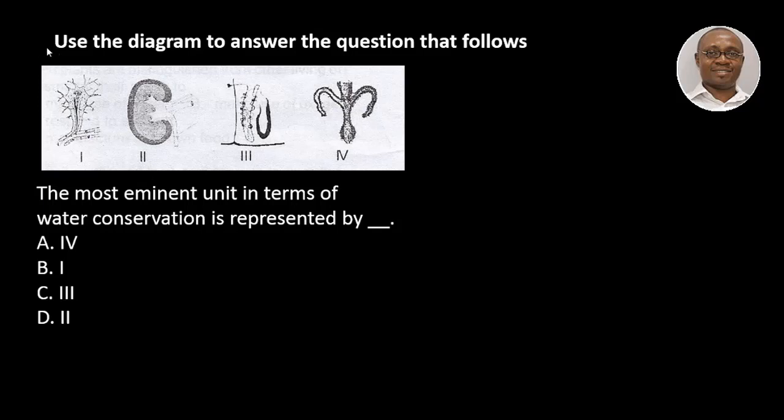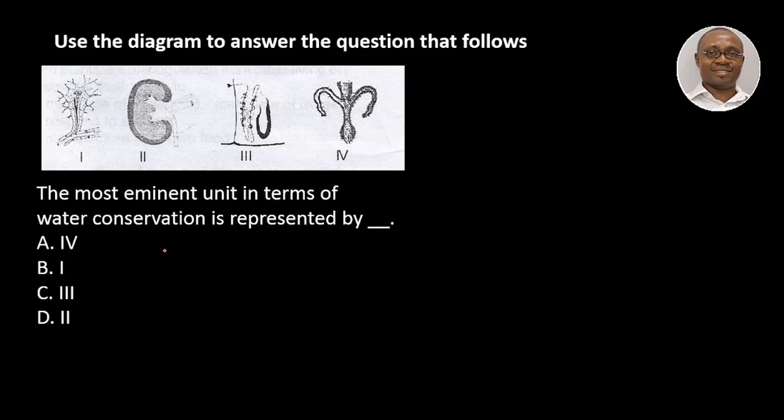This is JAMB Biology 2017, and the question goes thus. Use the diagram to answer the question that follows. The eminent unit in terms of water conservation is represented by. The first figure represented there is the flame cell, followed by the kidney. Third is the nephridium. Fourth is the Malpighian tubule. The kidney is the most eminent unit in terms of water conservation.